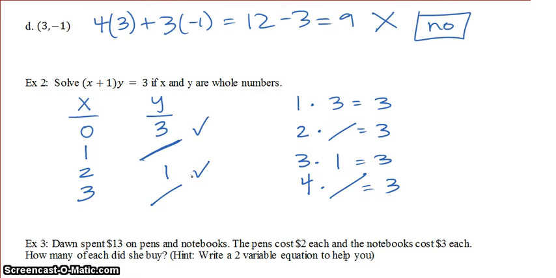Now, if you notice, I have got 1, 2, 3, 4. It keeps going up by 1 every time because it gets added to 1. Well, I'm going to then get 5, 6, 7, 8, and all these numbers that are bigger than 3 aren't going to be multiplied by a whole number to get 3. It would have to be a fraction. So therefore, I can stop. I'm done. There's no more possible solutions.